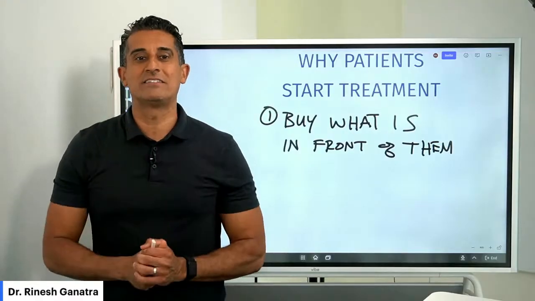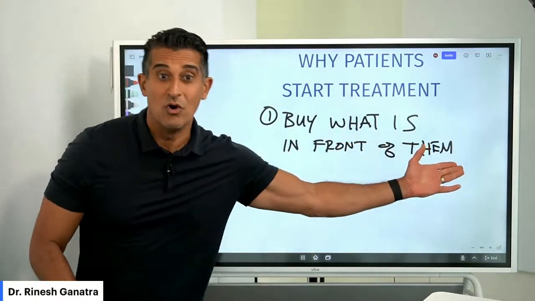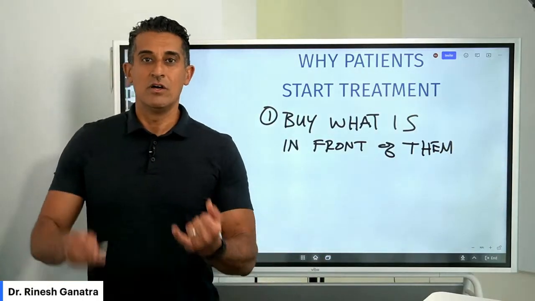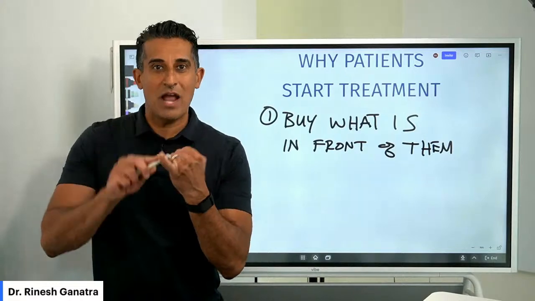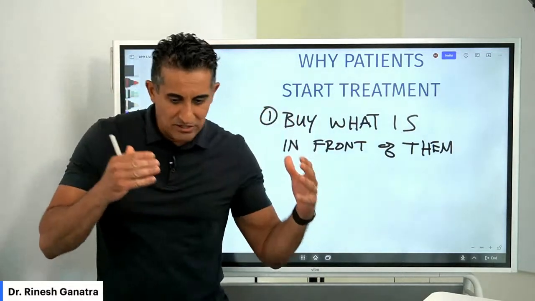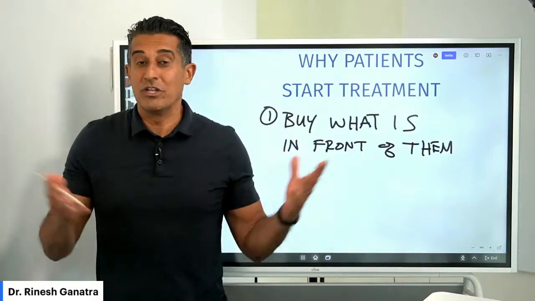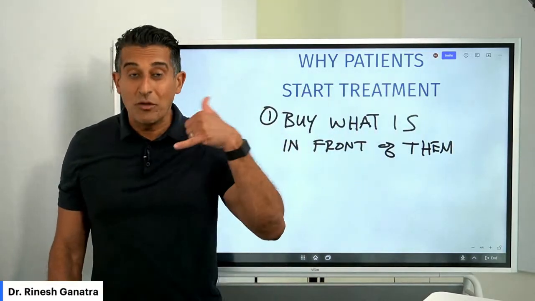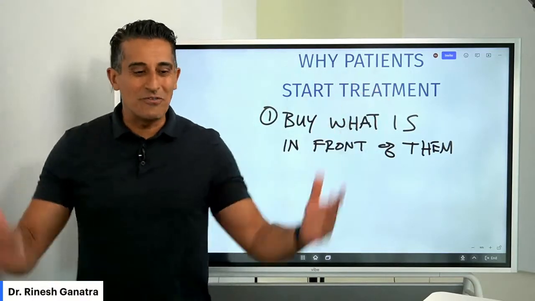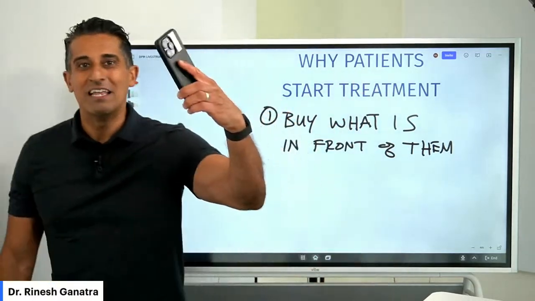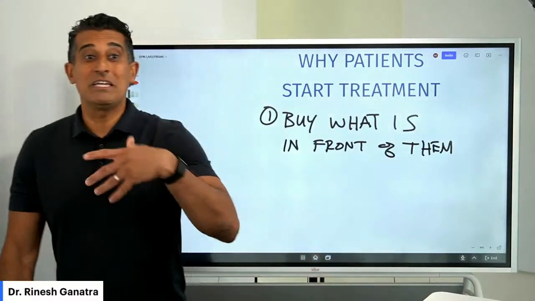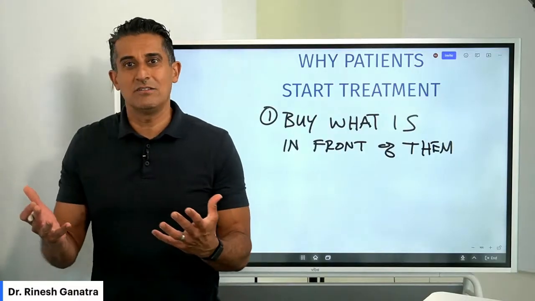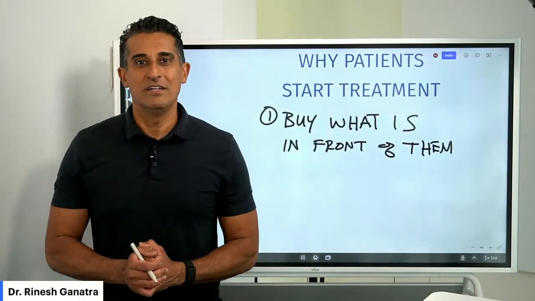So I'm going to give you a few ways to stay in front of them. This is the first rule of why patients start treatment: people buy what's in front of them. How do you stay in front of them? Follow up after they leave your practice. If they come in, you treatment plan, you diagnose, and they didn't start, what do you do? Someone could say, "Hey Ranesh, we just have our front office call the patient." Well, nobody answers their phone these days. That's just not even a thing. "Well, we can text them." Okay, great. You text them and tell them, "Let us know when you're ready to come in for treatment." Well, that's kind of boring.